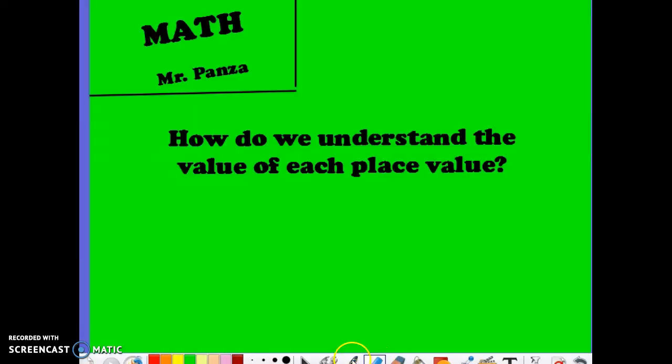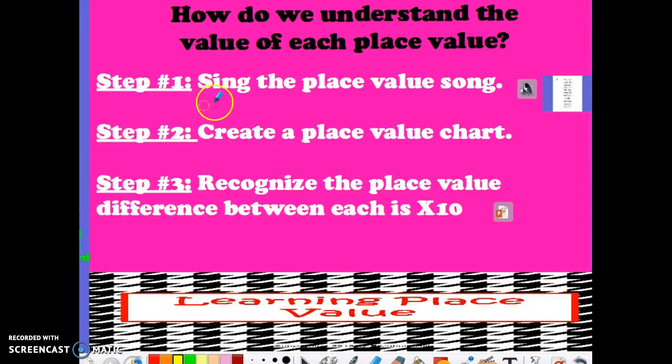In a previous video, we had discussed this question. How do we understand the value of each place value? Understanding if you put a single digit into a place value, how does it differ depending on where you place it on the place value chart? We represented that chart by following these three steps. First, singing the place value song, creating a place value chart, and then recognizing that the place value difference between each from right to left is times 10.